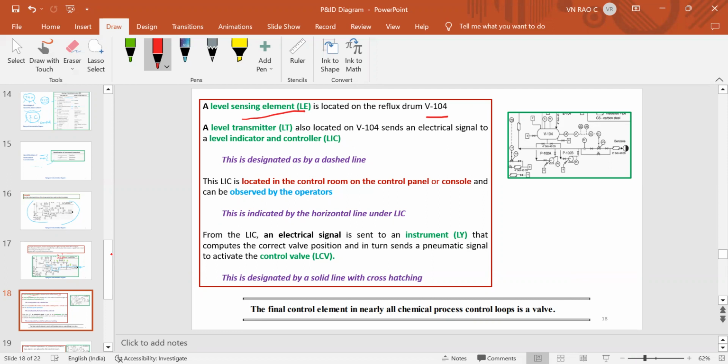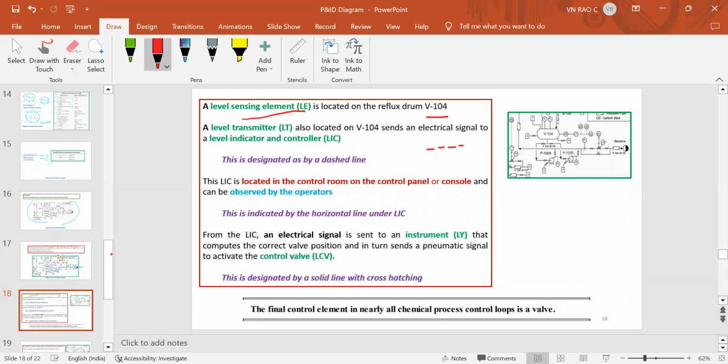So the first one is a simple dashed line for capillary, a solid line for capillary action up to LT. From LT to LIC, this is an electrical signal. The LIC is located in the control room.